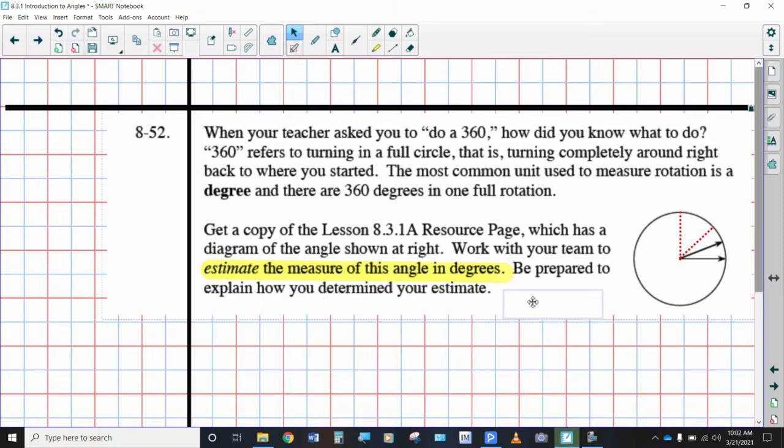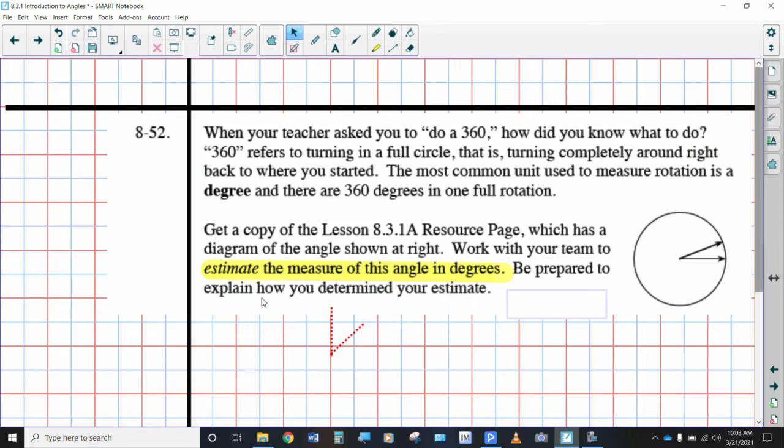And hold on for a second. I'm not sure why I put that there. Got it. I think I missed a direction in here. It says, get a copy of this resource page, which looks like this. Maybe I should just remove this for a second because I added those. It says, work with your team to estimate the number of degrees in this angle right there.